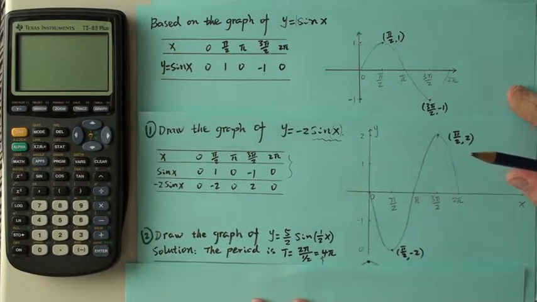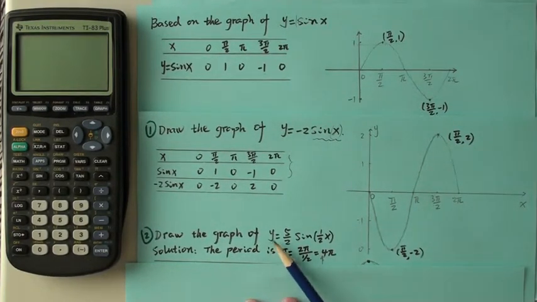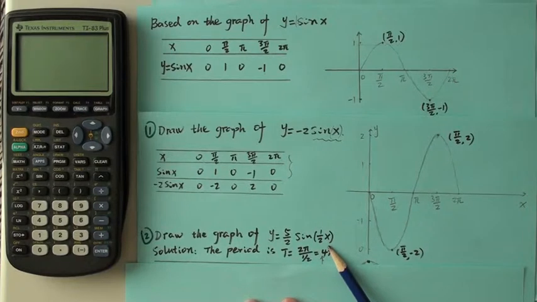Is the one right here. All right. So let's draw the graph of y equals 5/2 times sin 1/2 x.